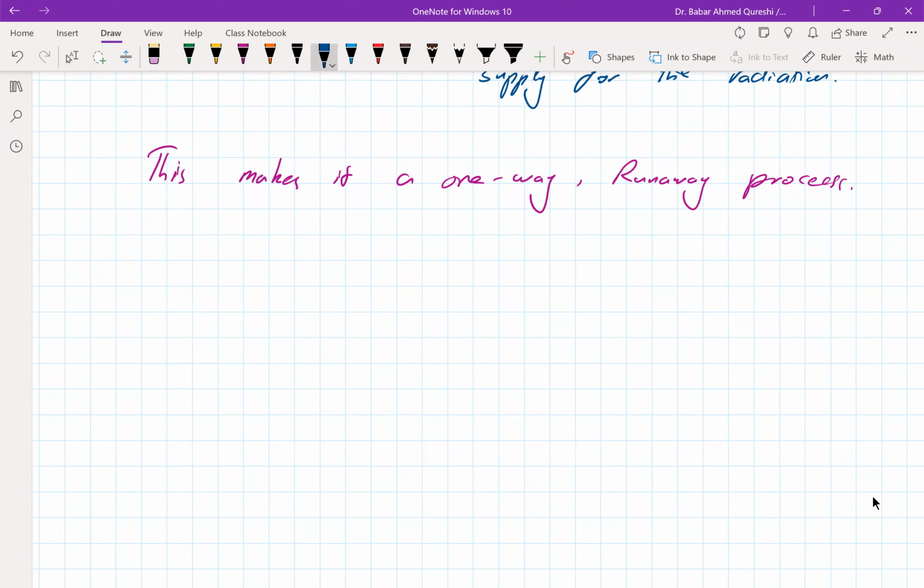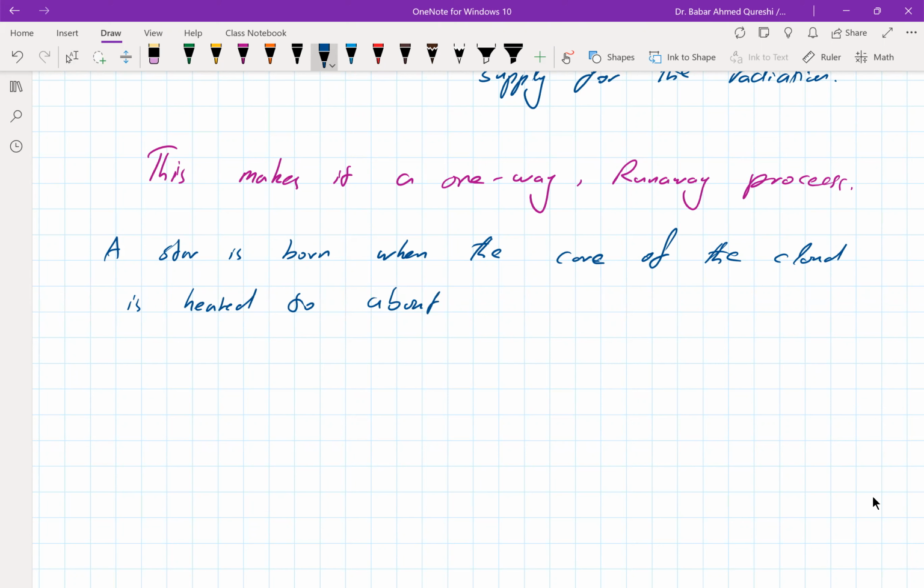But a star is born when the core of the cloud is heated to about 10 million degrees Kelvin. At this point, we said nuclear fusion is set in.